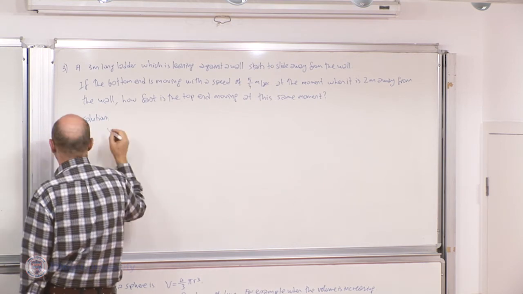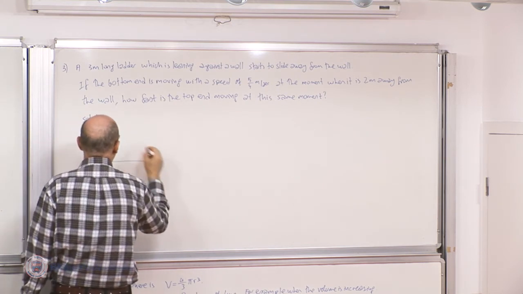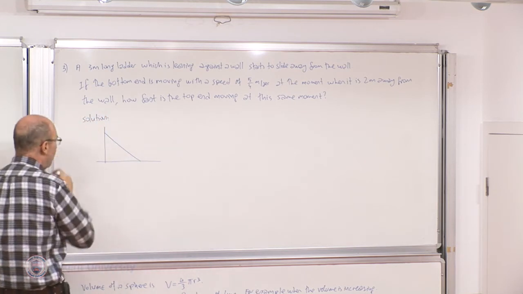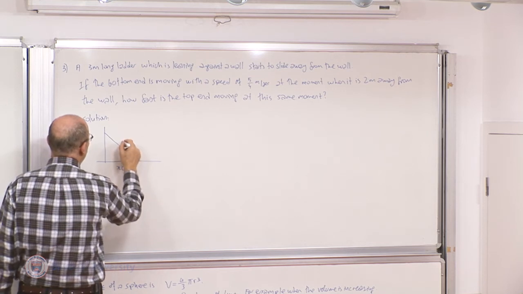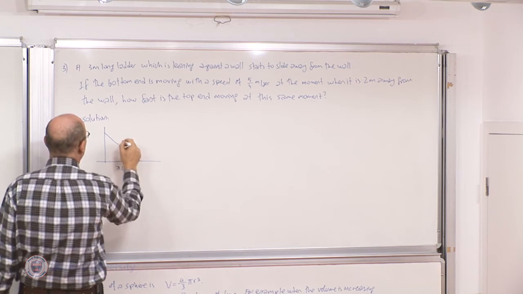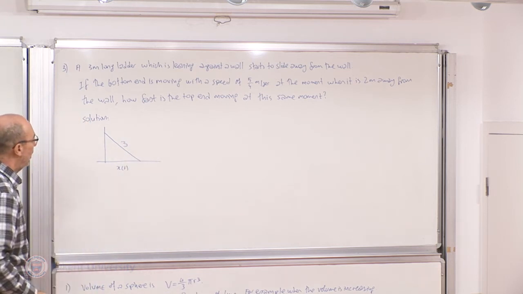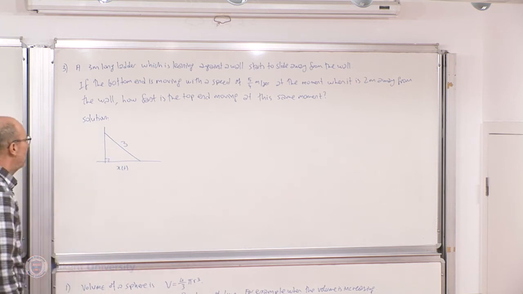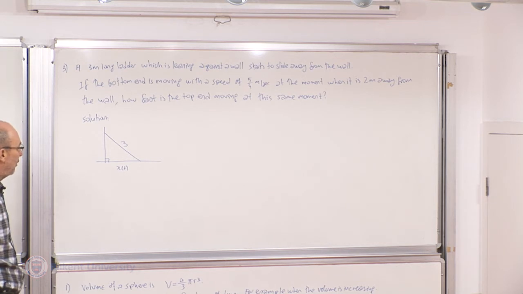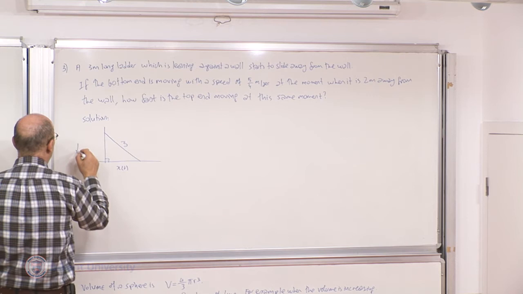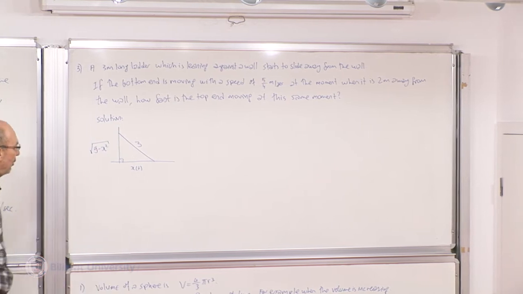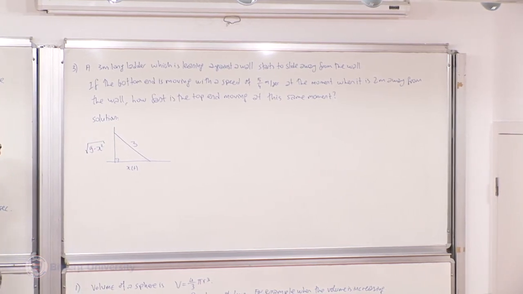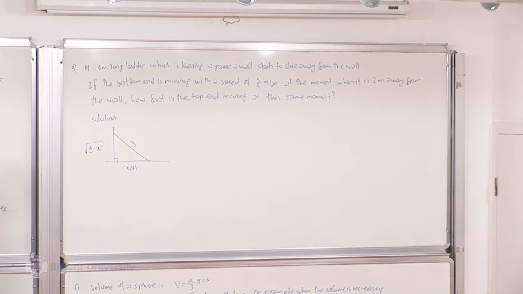So again, let's go to the solution. Draw a picture. Let this length be x(t). This side is 3 meters long. Since this is perpendicular, I know what the other side is. It's not given, but I can find it: it is the square root of 9 minus x squared. It is plus because I'm taking distance. So this is the situation with the ladder.